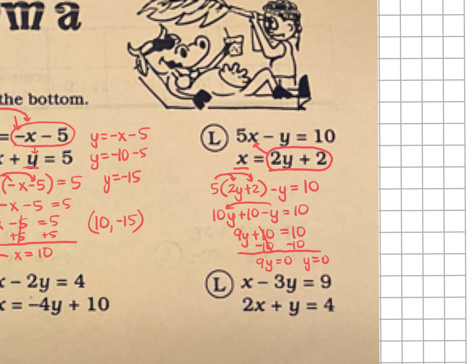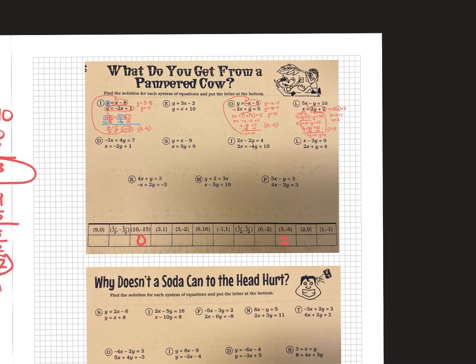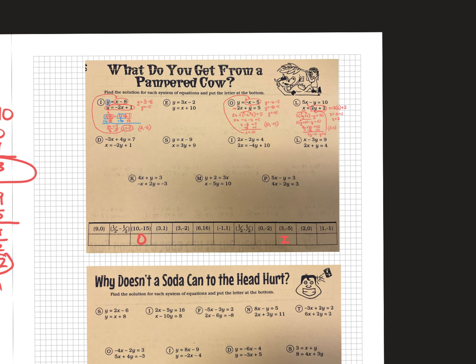Okay, y equals 0. I'm going to plug this one back into here. So x equals 2 times 0 plus 2. X equals 2 times 0 is 0 plus 2. X equals 2. So my combination that works for both of these is x equals 2, y equals 0. Let's see. Yep. All right, I'm going to do another video in a second.